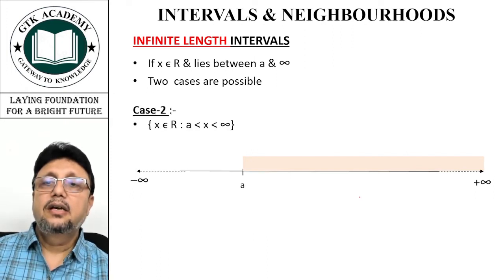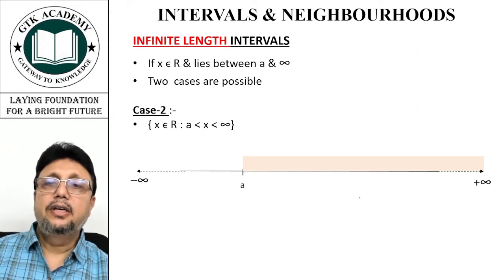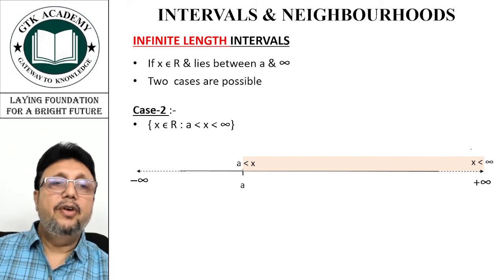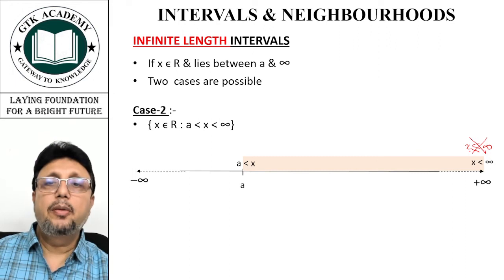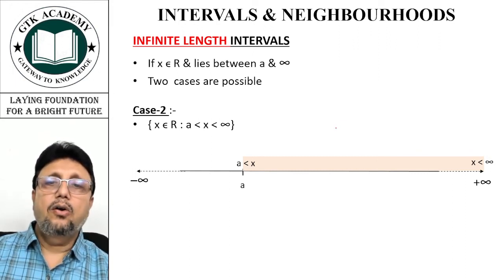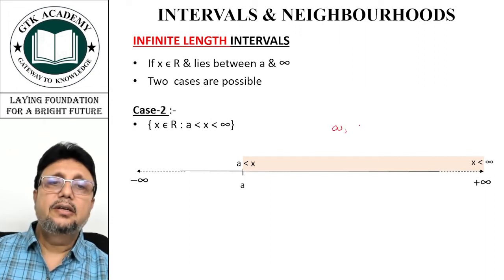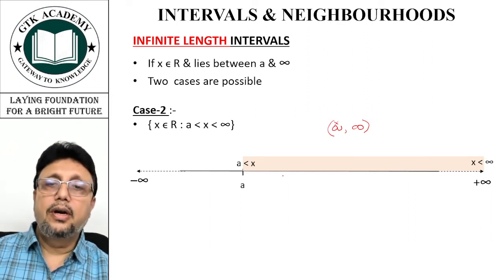Other case, x is greater than a and less than infinity. We also cannot write x is less than or equal to infinity. We cannot write equal to about infinity because infinity is not defined. So in this case also we will write an open end on the right side. On the left side also it is open because a is not included in this interval.